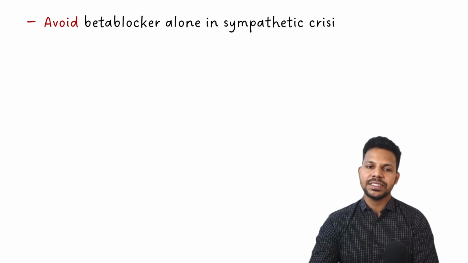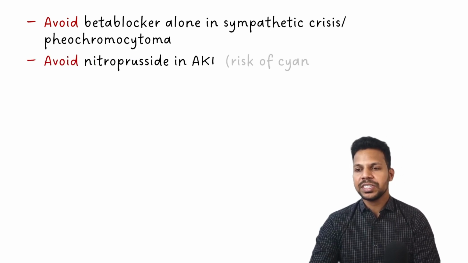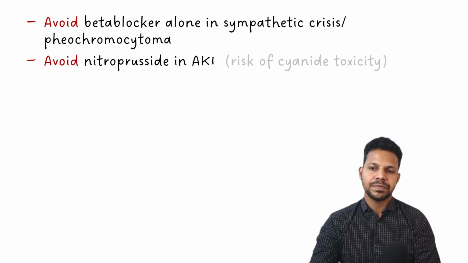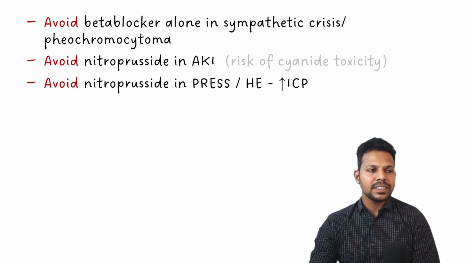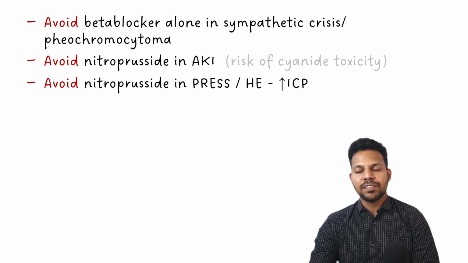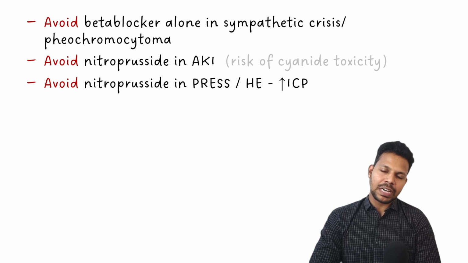There are certain precautions that have to be taken while managing a few types of hypertensive emergencies. One such is pheochromocytoma. Avoid beta blocker alone in sympathetic crisis or pheochromocytoma. Avoid nitroprusside in acute kidney injury because of risk of cyanide toxicity. Avoid nitroprusside in posterior reversible encephalopathy and hypertensive encephalopathy because nitroprusside can increase the intracranial pressure in these patients. Hope you understood the entire lecture of hypertension.